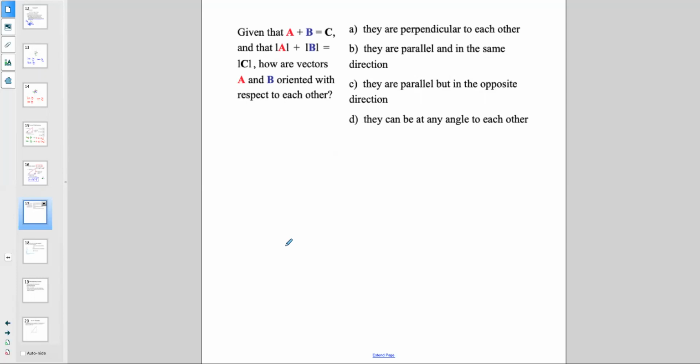I think the answer is obvious. They are perpendicular to one another, meaning that they are making an angle of 90 degrees. So, for example, if this is A, then this is B.